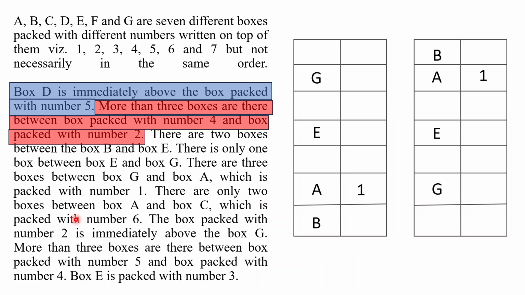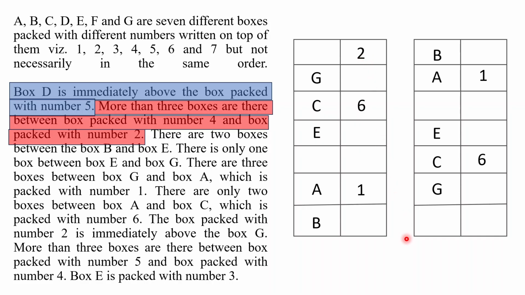There are only 2 boxes between box A and box C which is packed with number 6. So box C is packed with number 6 and there are 2 boxes between box A and C. So in case number 1, we will place C above A and it is packed with number 6. In case number 2, we will place C below A and it is packed with number 6. Next, it is given the box packed with number 2 is immediately above box G. So immediately above box G means here is the box which is packed with number 2 in case number 1.